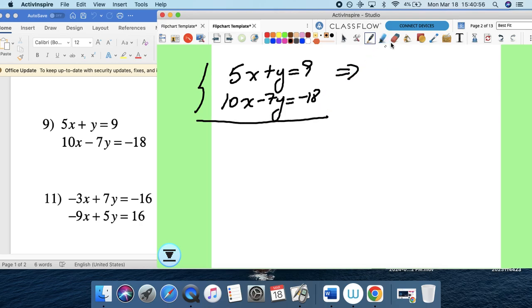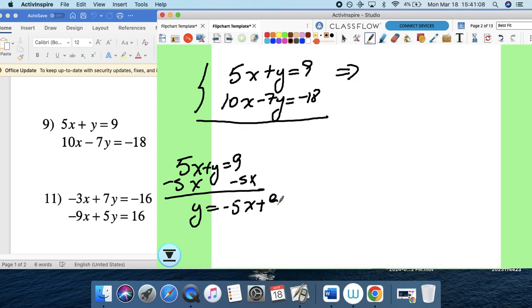So I'm going to isolate y. If I isolate y, let me do it here at the bottom. I get 5x plus y equals 9. I'm going to do minus 5x on both sides. And I get y equals negative 5x plus 9. Get used to writing in this format, especially when we're graphing, because that's going to be our slope, and this is going to be our y-intercept.